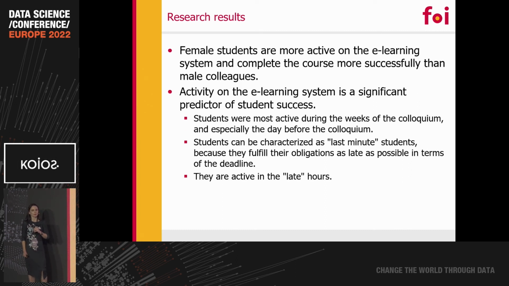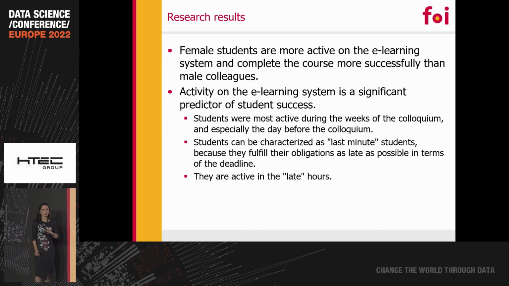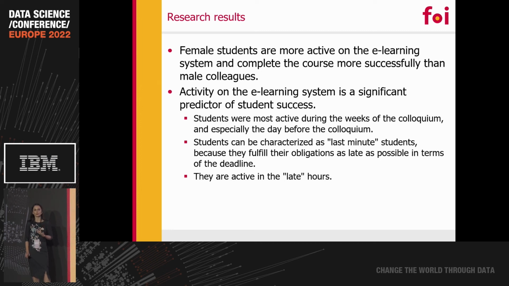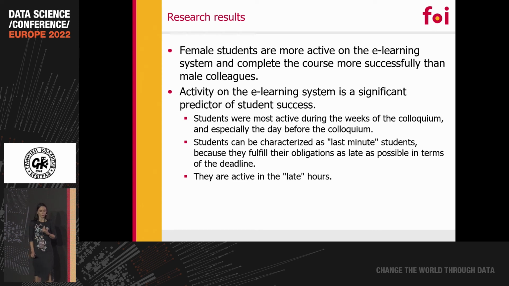Regarding the results of the learning management system data, female students were shown to be more active on the learning systems, and they complete the course more successfully than their male colleagues. Overall activity on the learning management system is a significant predictor of academic success. And activity on different resources in the learning management system was shown to be a good predictor of student success in the course.